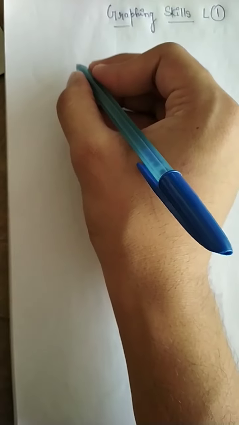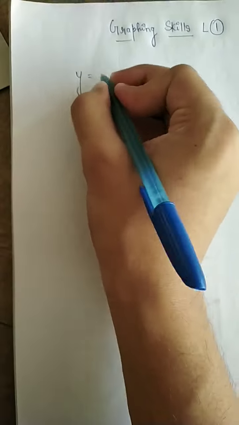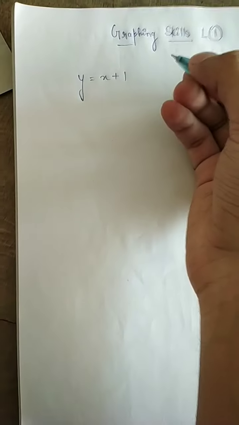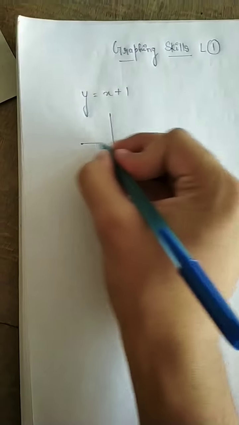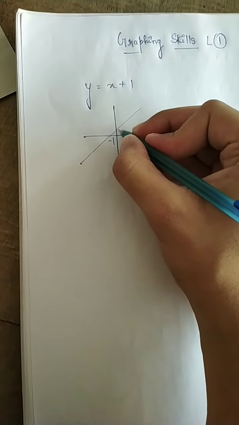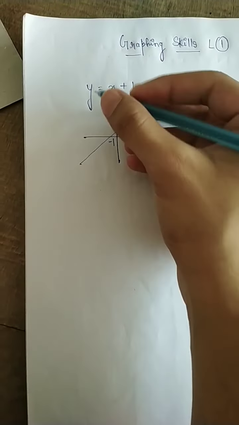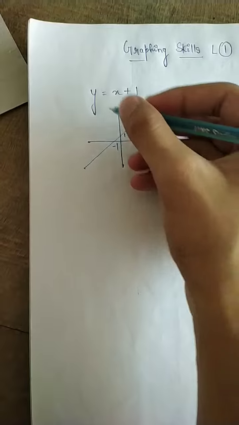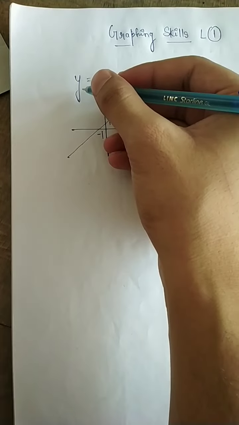So today we are going to see some of the very basic graphing skills which are very useful in calculus. If we are given a function y equals x plus 1, which we all know is a straight line, it looks something like this. This point is minus 1 and this is 1. We can easily calculate these points by putting y equals 0 or x equals 0 in the equation.